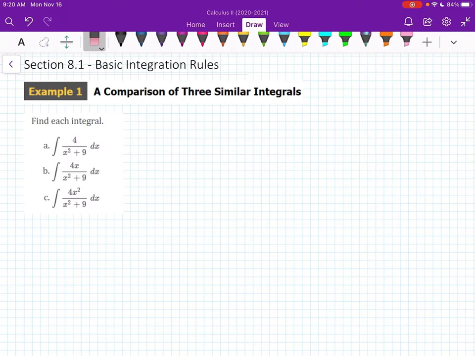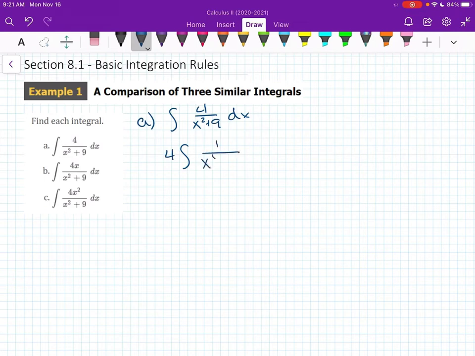similar. The difference here is that our numerator increases by degree each time. So we have a constant for a, 4x for b, and 4x squared for c, while the denominator remains x squared plus 9. So the first one is quite simple. So if I look at this, I have 4 over x squared plus 9 dx, and I can rewrite that as 4 on the outside, and then 1 over x squared plus 3 squared.